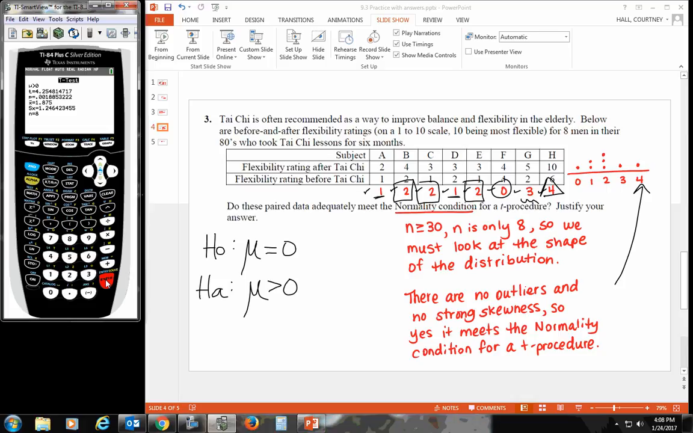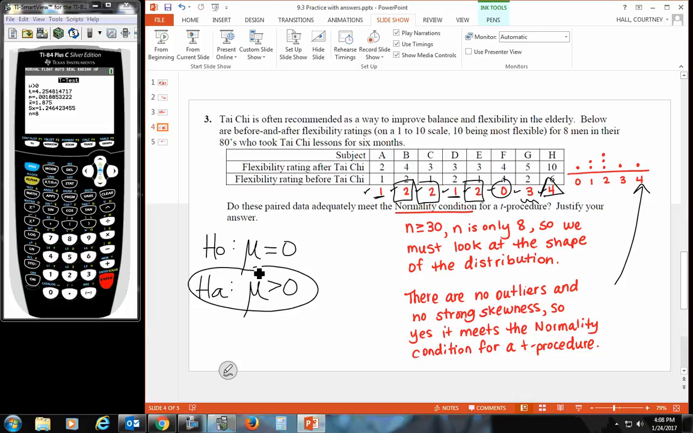Okay, and so I have a really low p-value, 0.00, it looks like 19 maybe, 0.002. And so p is definitely less than alpha, and so we would reject the null. And so we do have convincing evidence that Tai Chi is actually increasing their flexibility. It does look like they're doing better in their flexibility if they've had the Tai Chi. So we have some statistical evidence to support the claim that the Tai Chi is making them more flexible.